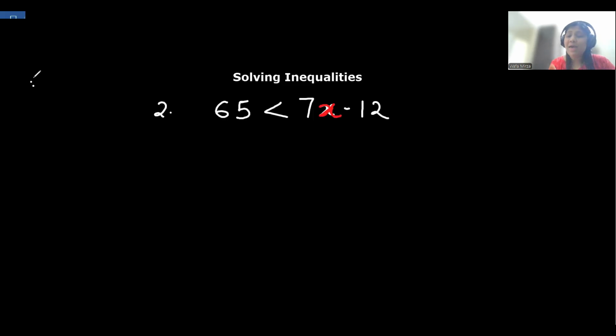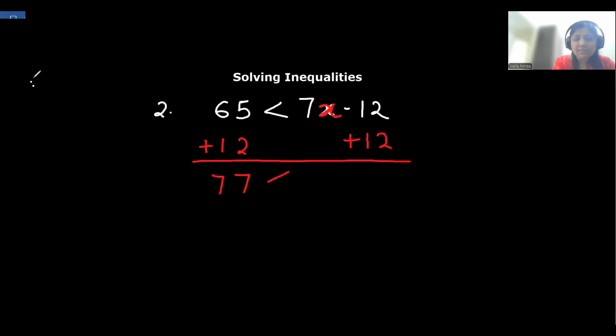So here I am having minus 12. In the inequality, whatever is in addition or in subtraction, first we will get rid of that. So if I want to get rid of this minus 12, I have to add 12 here. But whatever changes you are doing on the right side, same changes you have to do on the left side. So 65 plus 12 will be 77 here, less than 7x minus 12 plus 12 will be 0.